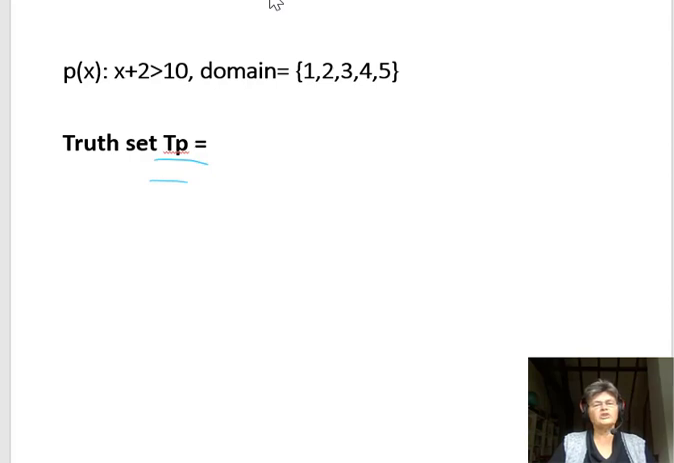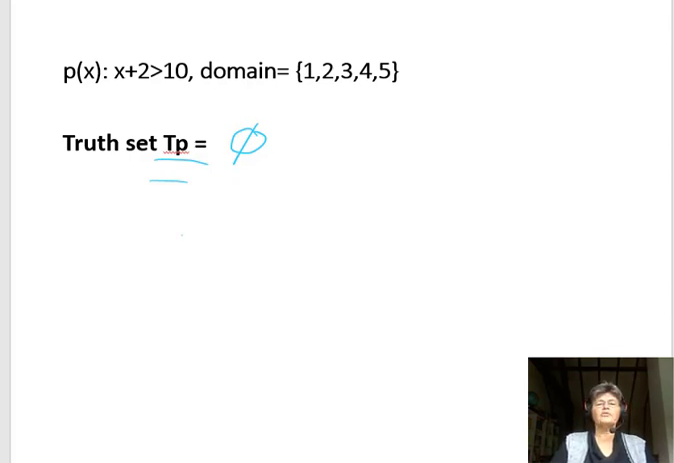In these propositional functions, we can also talk about the truth sets. That's just the set of values from the domain for which the propositional function gives us a true. In this case, no values from the domain turn the propositional function into true. So the truth set T_P in this case is the empty set.